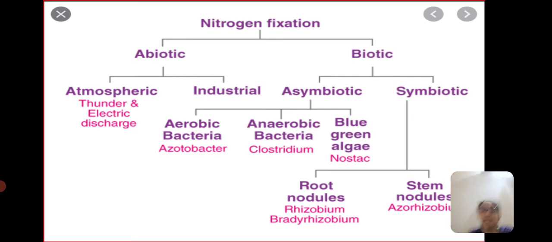Very importantly, Bradyrhizobium is much more active when compared to Rhizobium, because Bradyrhizobium can make association in a wide array of plants, whereas Rhizobium can make association only in leguminous plants. Also, Bradyrhizobium has a huge multiplication capacity and colonization capacity. That's why Bradyrhizobium is much more efficient than Rhizobium. Then coming to stem nodule formation, Azorhizobium makes the stem nodules.